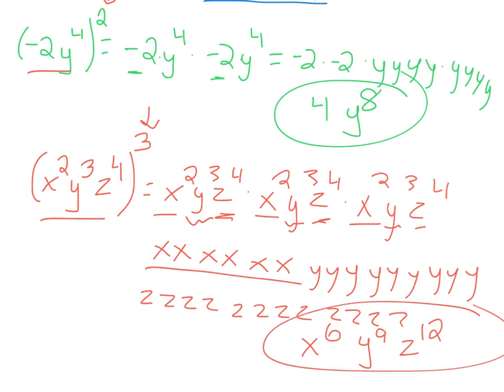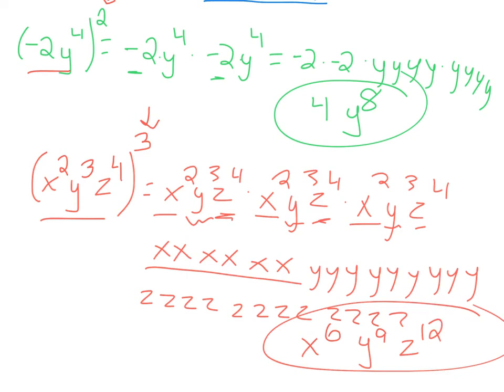Alright, so what exactly is happening here? It's really just like power to a power here. I've got this 3, but it's kind of being distributed to each one, to every part of the product. So 3 times 2 is 6, 3 times 3 is 9, and 3 times 4 is 12.